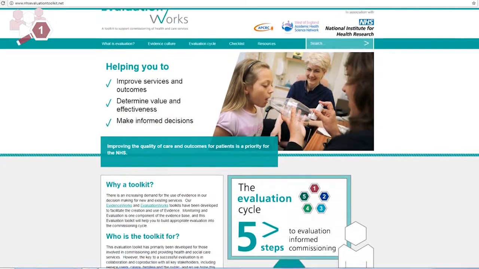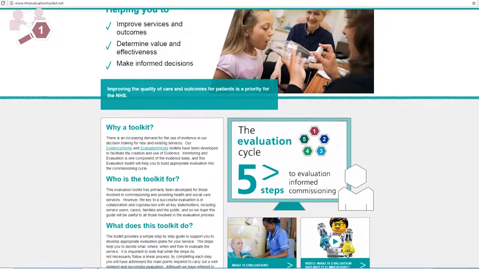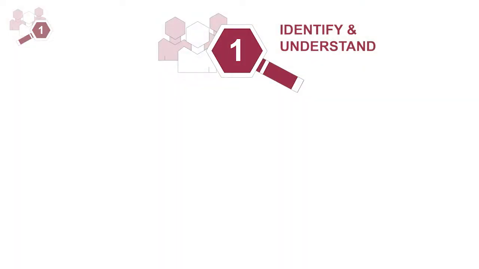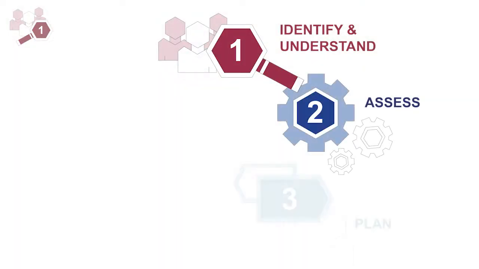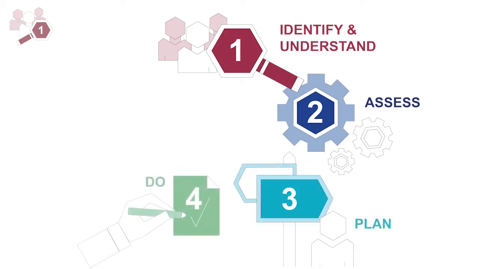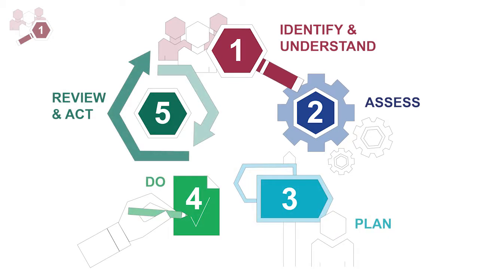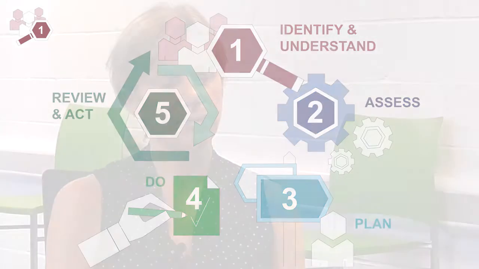In this video, we're going to talk about step 1 in the evaluation cycle that's described in Evaluation Works, the online toolkit. Is it important to go through the steps in order? Although the evaluation cycle has a series of steps from 1 to 5, in reality, planning an evaluation isn't always as neat as this. You may need to go back to earlier steps to review or just to check what you're doing. Okay, so that's helpful. Things are not fixed and we can go back and forth with the different steps.